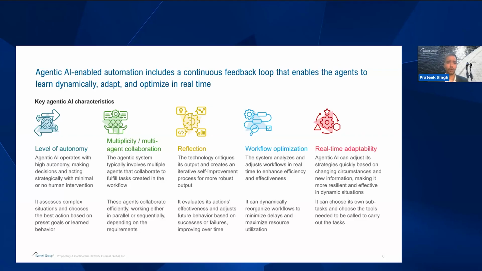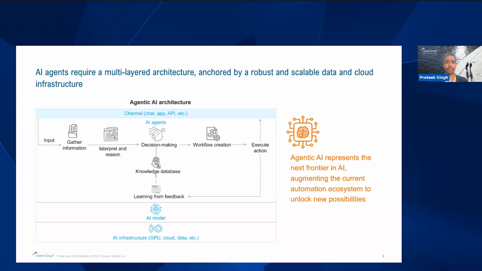Now, moving forward, let's also see the typical architecture that you would have within an agentic AI solution. So at the top, you would have the various channels through which you would be feeding in inputs to your agentic AI solution. These can be your applications, chatbots, or even APIs from some other solutions.